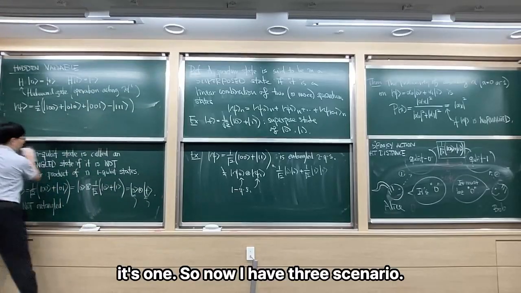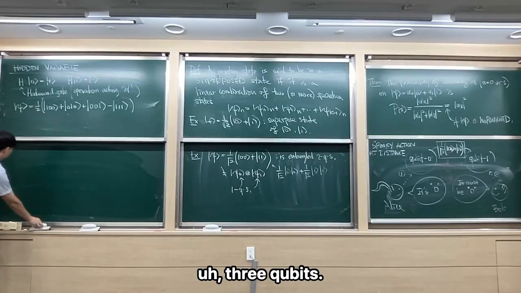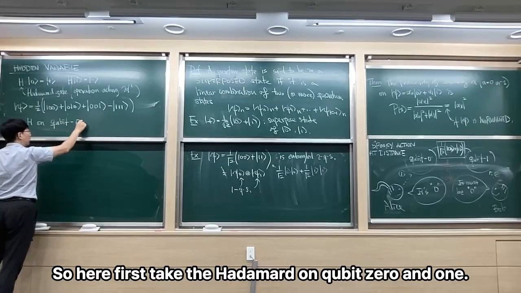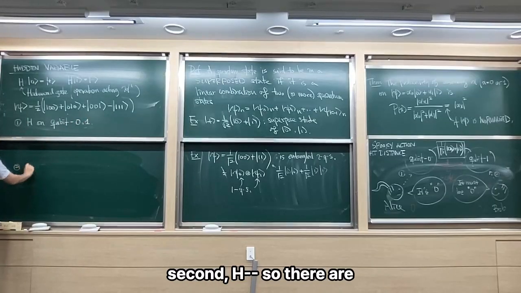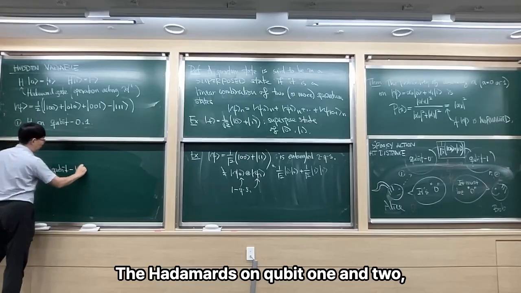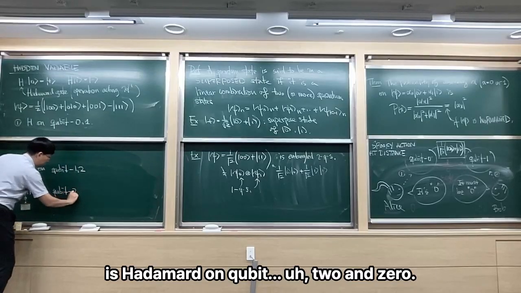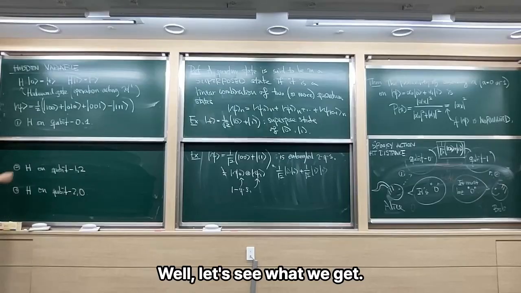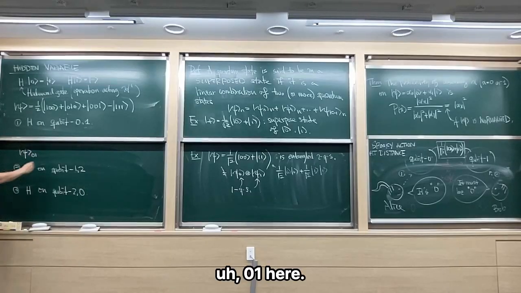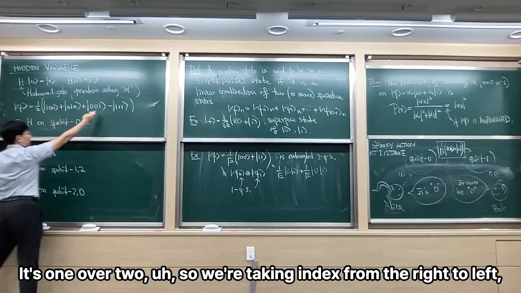So now I have 3 scenarios. I'm going to apply the Hadamard gate on 2 of these 3 qubits. First, take the Hadamard on qubits 0 and 1. Second, there are 2 Hadamard gates acting on qubits 1 and 2. And the third scenario is the Hadamard on qubits 2 and 0. Let's see what we get. If I apply the Hadamard on 0 and 1, now you change the state, of course. Let's see how it changes. It's 1/2. We're taking the index from right to left.